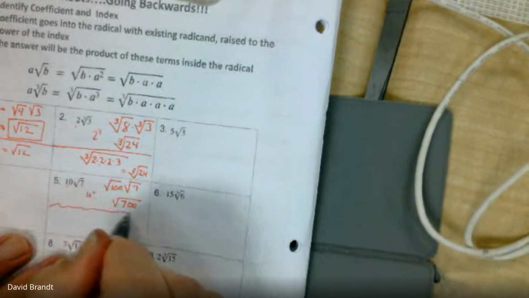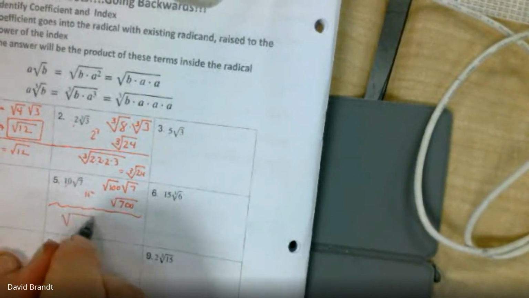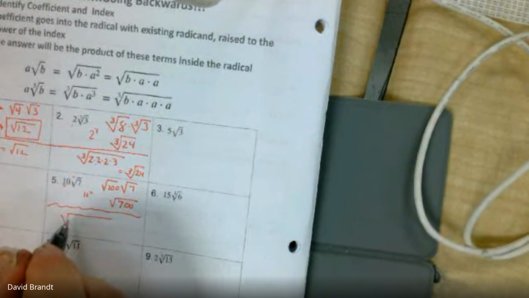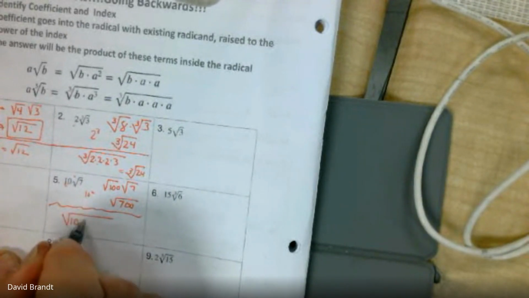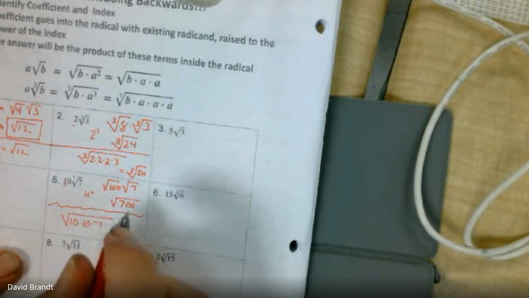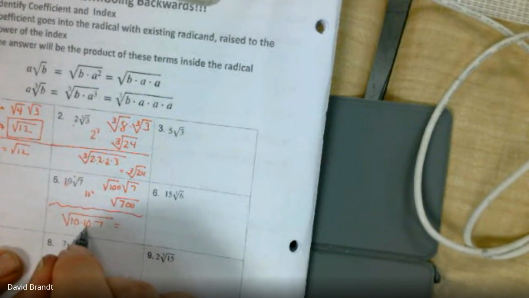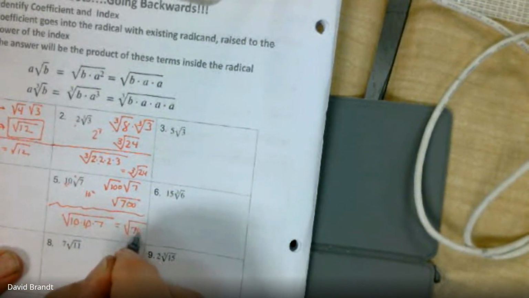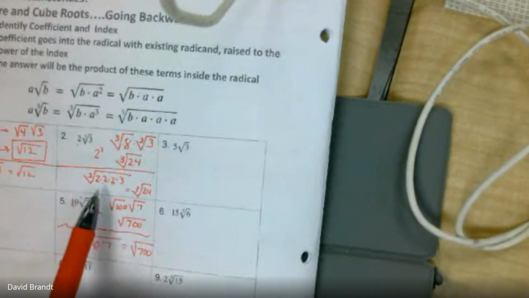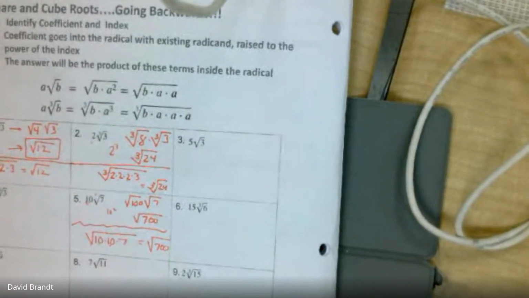The second way to do it is the 10 on the outside, because the index is a 2. The 10 on the outside becomes 2 10s on the inside. Multiply those together. 10 times 10 times 7: 10 times 10 is 100. 100 times 7 is 700. So it doesn't matter which way you do it, the root way or the factor tree way, you'll get the same answer either way.